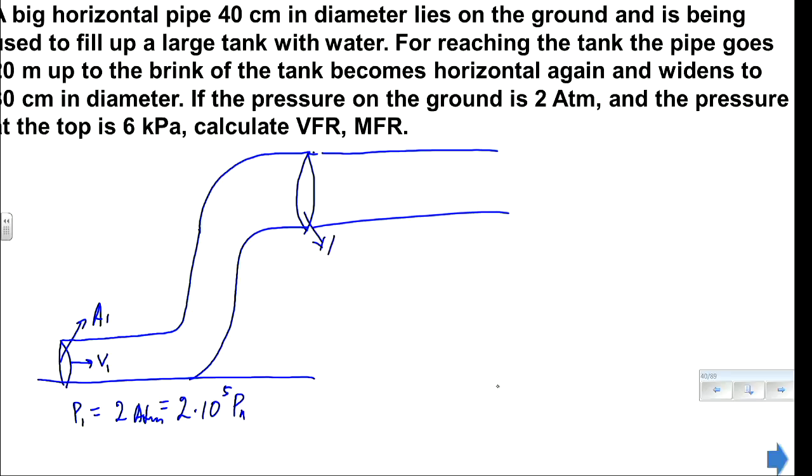That's the second area, A2. It travels here slower. We know it has to be slower. And a pressure here inside the pipe P2 equals 6 kilopascals, 6 times 10 to the third pascals. All right. Very straightforward. Not thinking, writing two equations immediately. A1 V1 equals A2 V2. P1, I used to write, right? Let's keep it consistent.